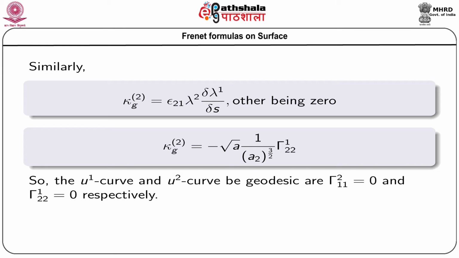So, the U1 curve and U2 curve will be geodesic if and only if gamma 2 1 1 equals 0 and gamma 1 2 2 equals 0 respectively.